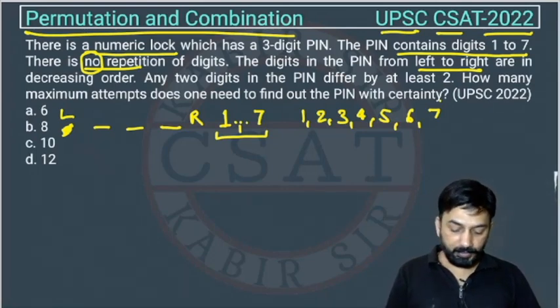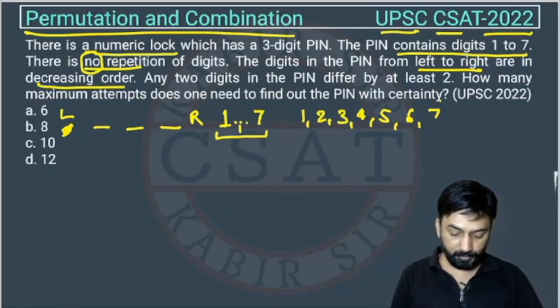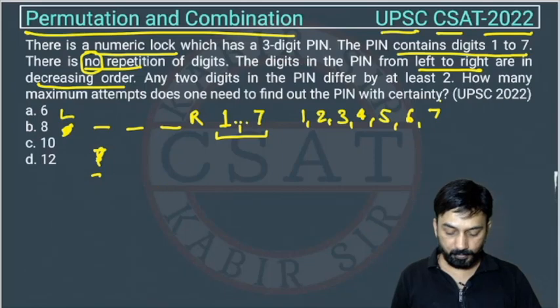Left to right are in decreasing order. So digits are in decreasing order, right? It means if I am putting here 7, then no, just take here 5. If left is 5, then on the right side of 5 there cannot come 6 or 7, because they are in decreasing order. Okay, so just remember the condition.